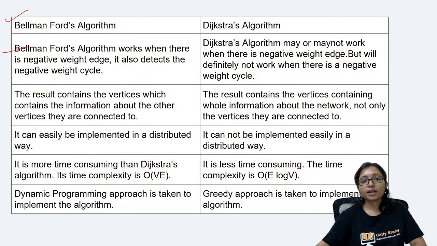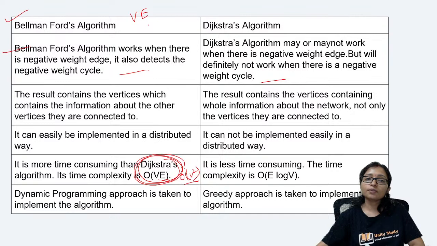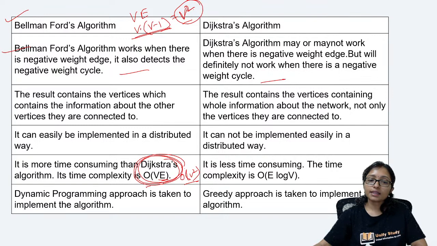The Bellman Ford algorithm, this one and this one. The main difference is Dijkstra is order of VE, and sometimes we say it's order of V square also. Order of VE is called V square because the number of E will always be at most V minus 1, so it is V times V minus 1, which means V square. That's why we can say either VE or V square.